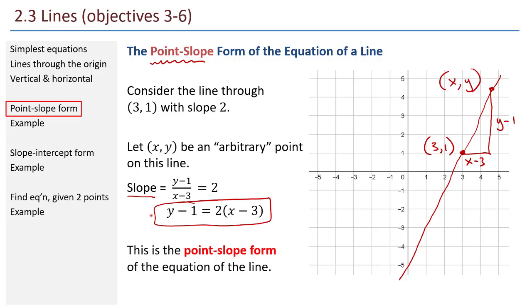We can see sort of the remnants of the point. I have the 3 and the 1. I can pick those out. And I have the remnants of the slope. The slope is in there too, that 2.